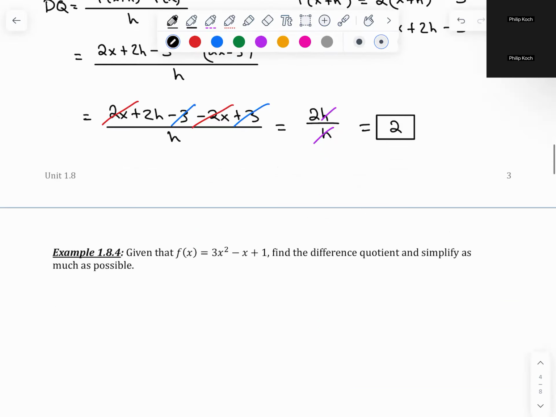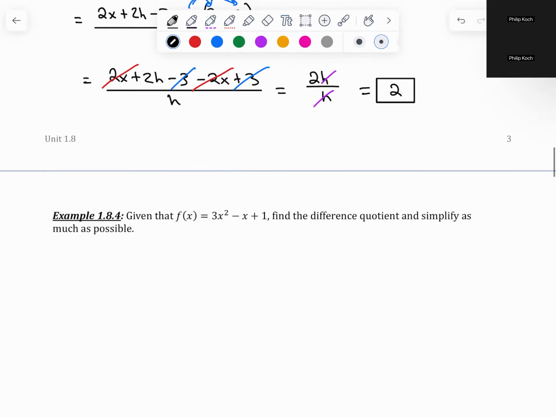Okay. Next one. Find the difference quotient of this one and simplify as much as possible. I'm going to get it started for us, and then I want you to do the rest. So the difference quotient is DQ equals f of x plus h minus f of x divided by h. And off on the side, I'm going to calculate f of x plus h.